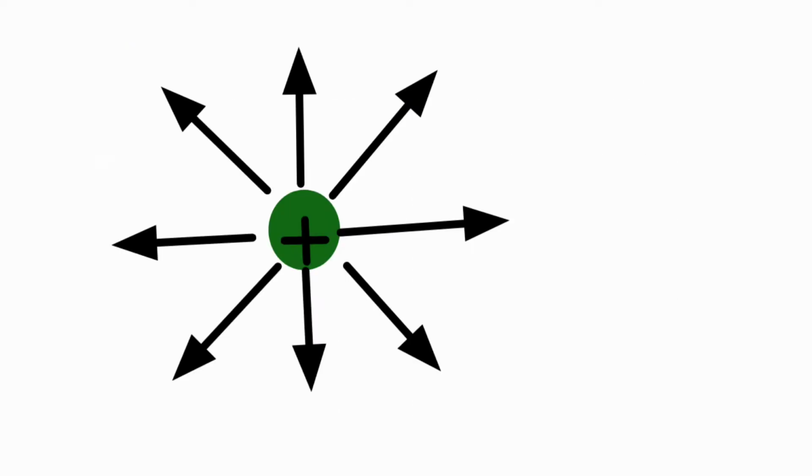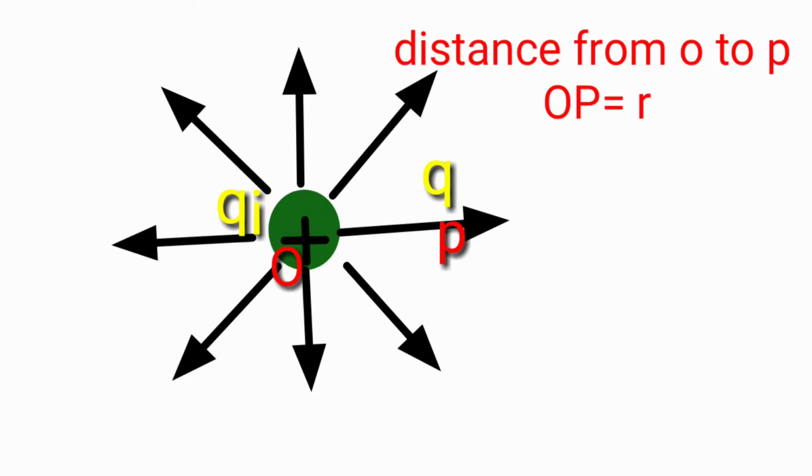Let us consider a point charge Qi placed in vacuum at the origin O. If we place another point charge Q at the point P, where the distance from O to P, so the distance between the two charges, is equal to small r, then the charge Qi will exert a force on Q as per Coulomb's law. We already discussed Coulomb's law.